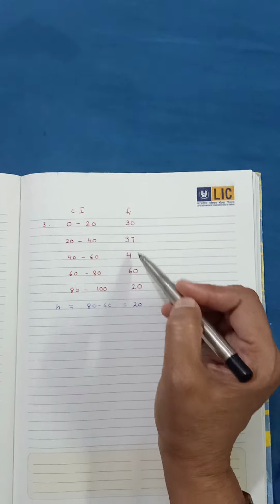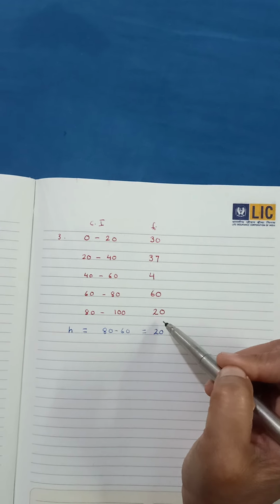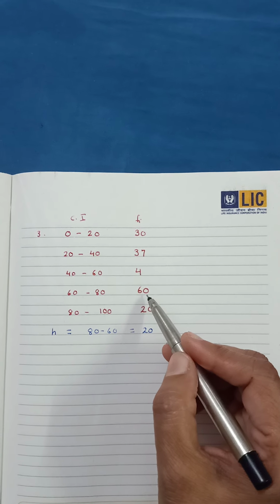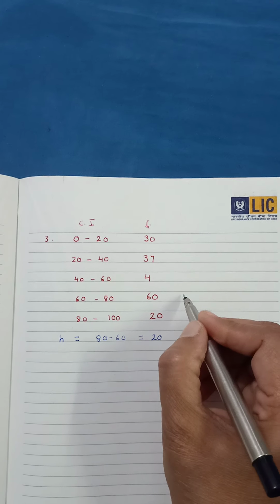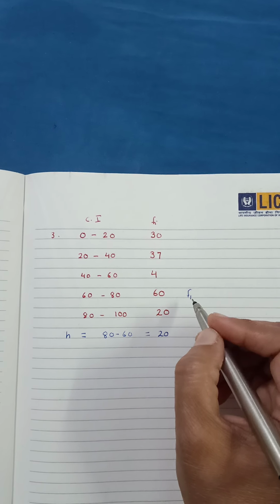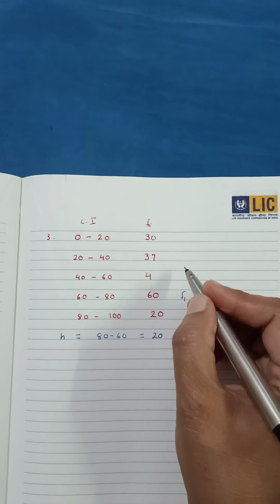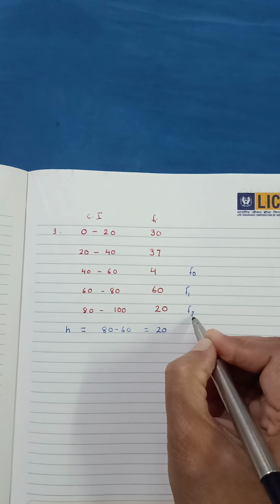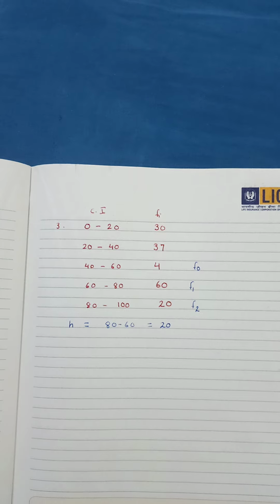Similarly, for the question number 3, check which is the highest frequency. Highest frequency is 60. So, write down F1 here. Write down F1, not F0. F1. Above it, F0 and below it, F2. I hope you are clear up to this point.